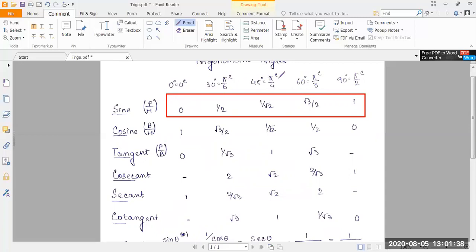Sine 45 degree or sine pi by 4 radian is 1 by root 2. Sine 60 degree or sine pi by 3 radian is root 3 by 2. Sine 90 degree or finally sine pi by 2 radian is 1.